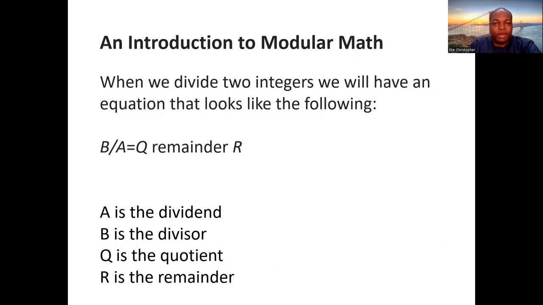An introduction to modular maths. When we divide two integers, we have an equation that looks like the following. A divided by B equals Q, remainder R. A stands for dividend, B is the divisor, Q is the quotient, and R is the remainder.